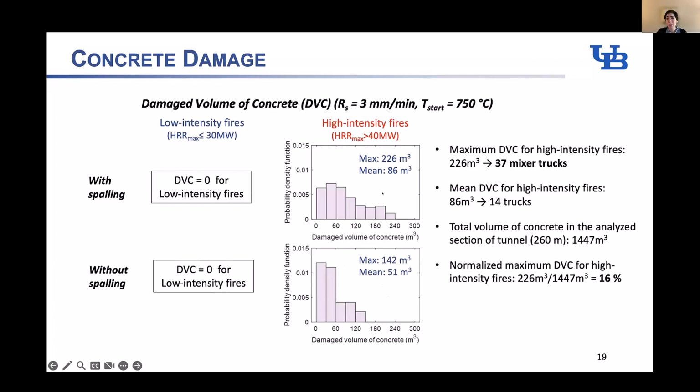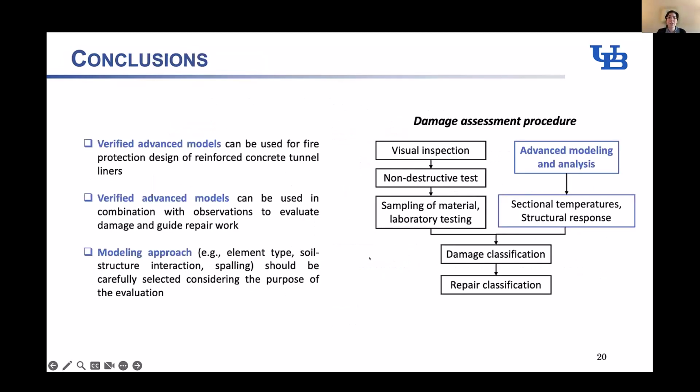So with spalling, obviously we get more damage, so it might be more realistic, depending on the accuracy of the model. We know it's not the best and it's a simplistic approach, but it gives us, again, an idea of how much the spalling could make a difference.